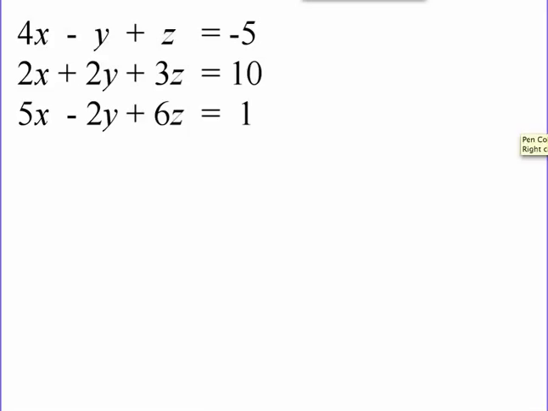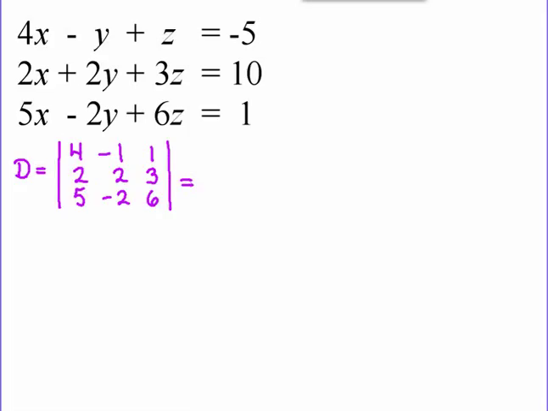So first of all, we're going to start with D. D is 4, negative 1, 1, 2, 2, 3, 5, negative 2, 6. Now instead of entering this in on my calculator, I'm going to go ahead and write out dx, dy, and dz, and then I'll calculate all 3 of them at the same time. So dx, I'm going to go to the x column and replace it with negative 5, 10, 1. Y stays the same, z stays the same.